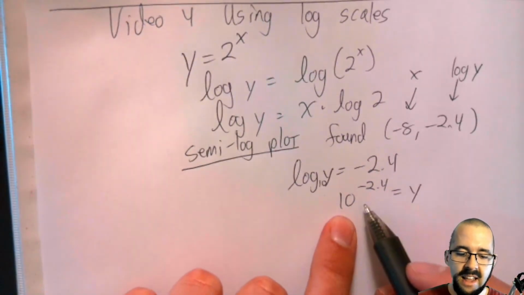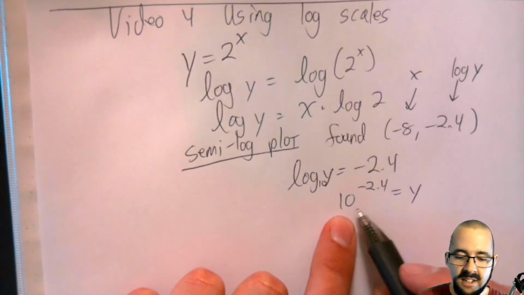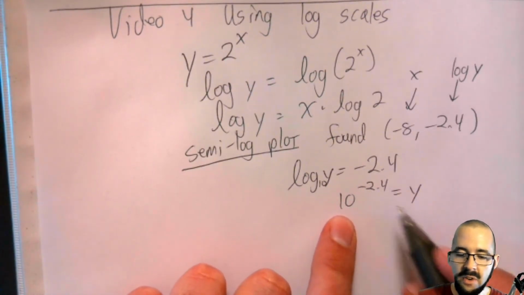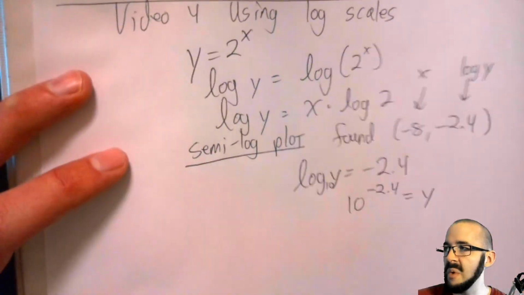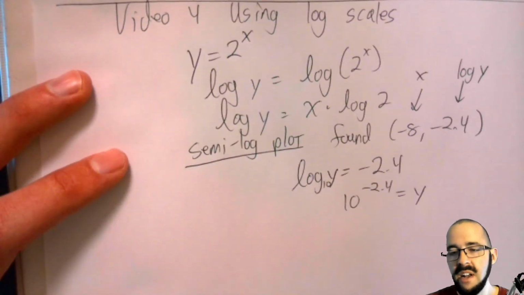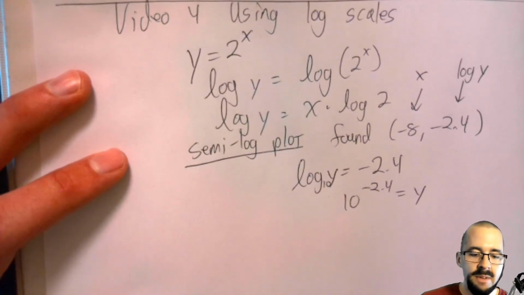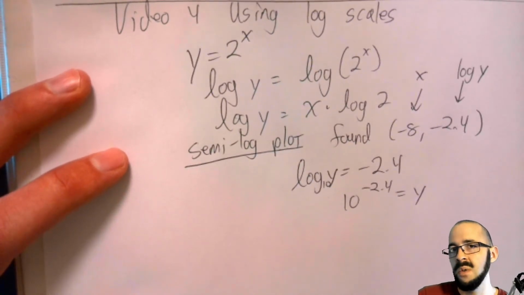So it'll be less than 1/100th, because 10 to the -2nd is 1 over 100, and this is going to be a smaller number than that. So that's just one way to use it. That's what semi-log plots are. We're not going to talk too much about them, but it's something that you should know going forward.